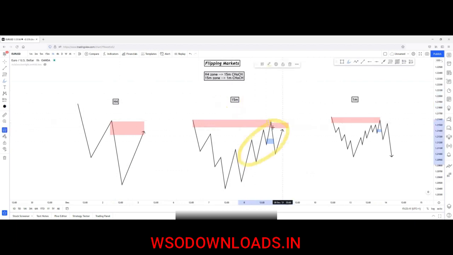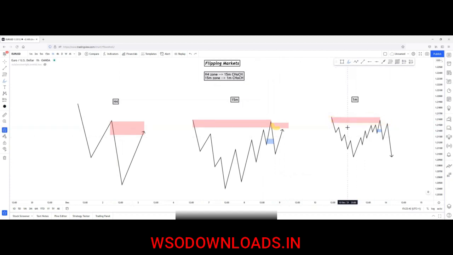So this is the 15-minute chart. Price changed character on the 15-minute and broke through the last demand zone, which means a supply zone will be formed, and it was formed here. Okay, so this downside and upside movement will look like this on the 1-minute chart. So after price mitigated the higher time frame 4-hour supply zone and broke structure or changed character to the downside and broke the demand zone, it created a 15-minute supply zone, which is this one and this one.